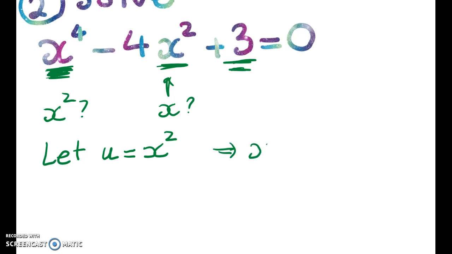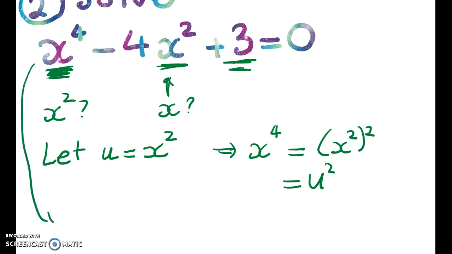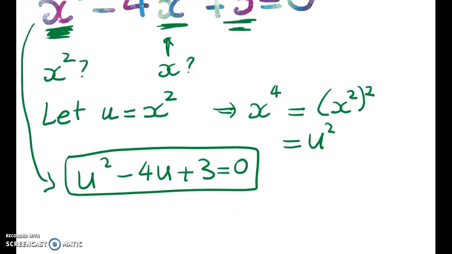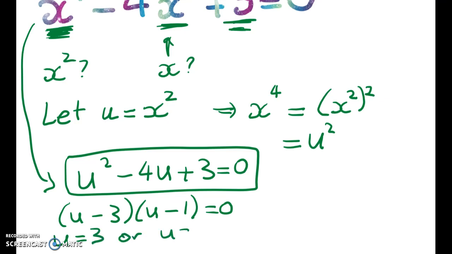Now you're not going to write these steps out very often, but this is what it's all about. What is x to the power of 4? Well, x to the power of 4 is just x squared squared, which is u squared. So we can rewrite this equation as u squared minus 4u plus 3 equals 0. And again, we're back to a really easy quadratic. So the first thing we do is we factorise like this, and that gives me u equals 3 or u equals 1.